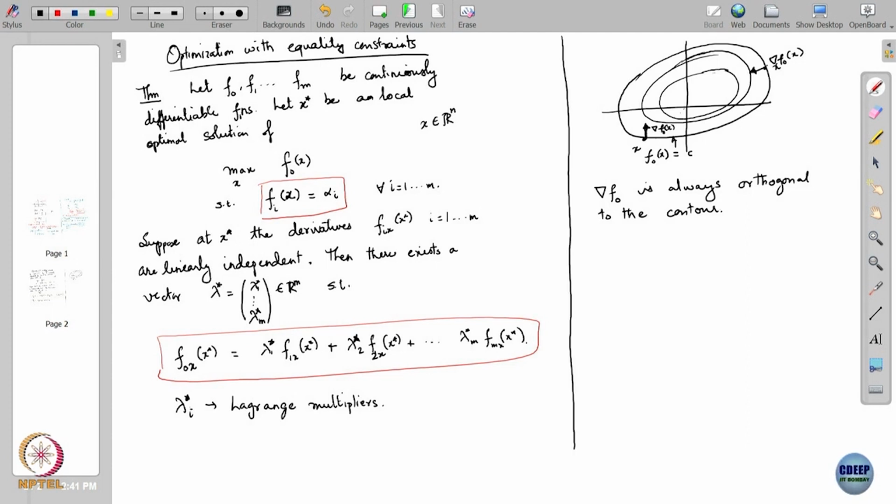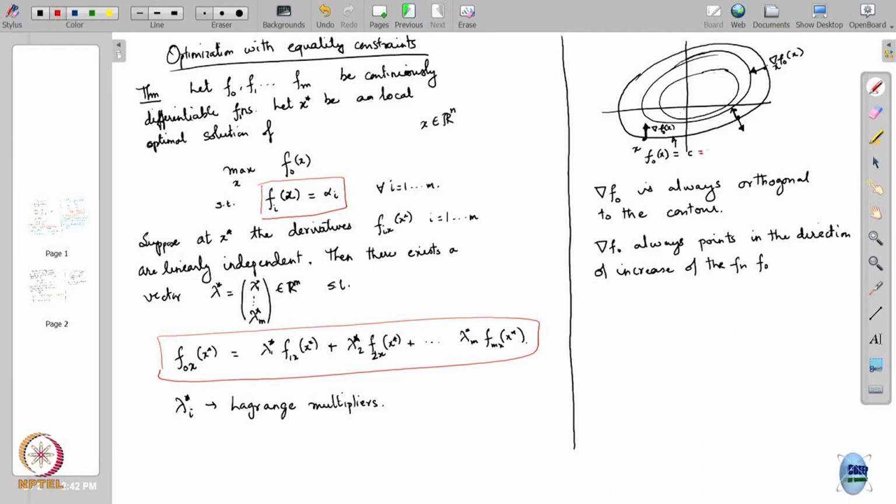There are two orthogonal directions. For example, if this is a point, I could talk of this orthogonal direction, and I could also talk of this other orthogonal direction. This is the other thing about the gradient: it always points in the direction of increase of the function f0.